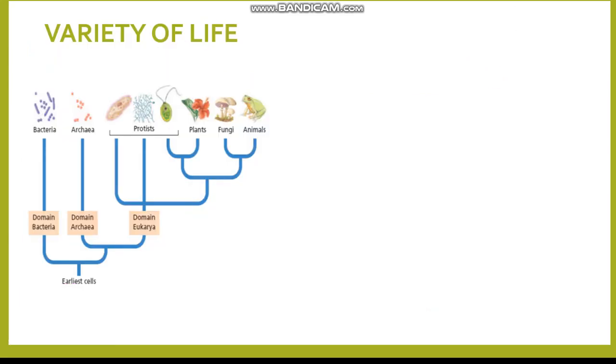Before defining biodiversity, we come to the variety of life. Variety of life means variations among various organisms, or small or larger differences between organisms. It means life comes in various forms. It means bacteria, archaea, plants, fungi, animals. These are various forms of life.